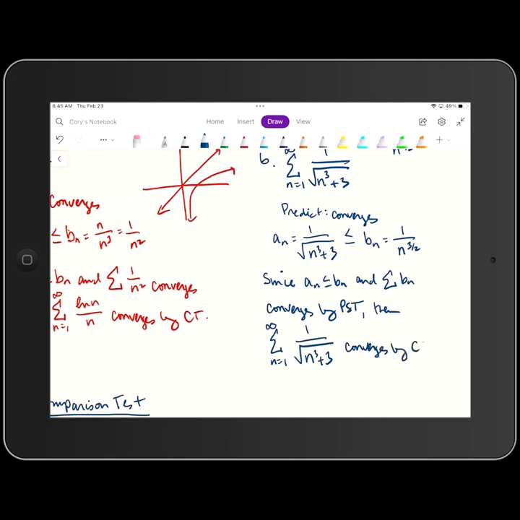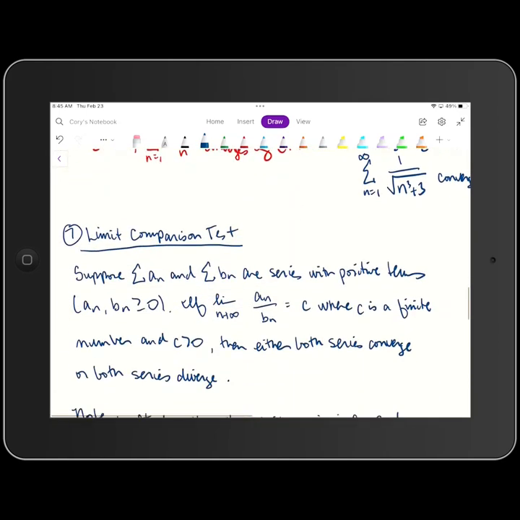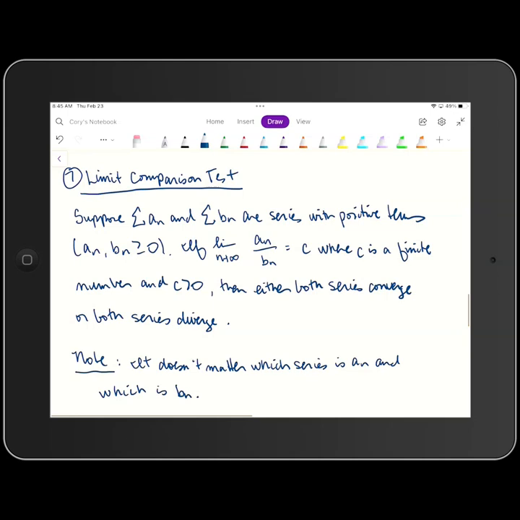by the comparison test. And again, the only thing you have to be careful of when using the comparison test is that the terms of your series are greater than or equal to 0. If they're not, you have to resort to using one of the other tests that we've looked at so far in chapter 11. Okay, so that's the last example we're going to do with the comparison test. We're going to move on to the limit comparison test next.